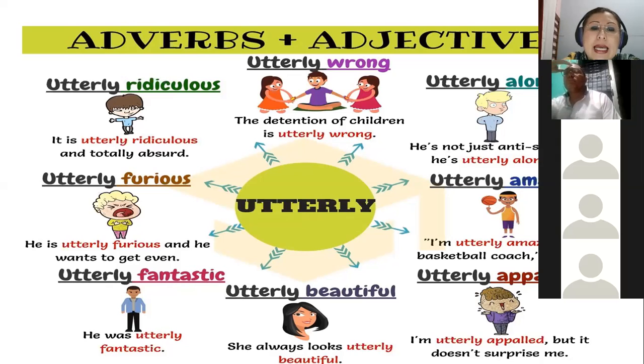So in this case, utterly wants to make emphasis. El adverbio utterly, porque si ustedes ven es un adverbio, ¿verdad? Lo hemos conformado en la palabra utter y agregándole ly, ¿verdad? Entonces lo hemos unido con diferentes adjetivos: ridiculous, furious, fantastic, beautiful, appalled, amazed, alone, and wrong, okay? So this is a very clear example on how we can put together an adverb before an adjective to make that adjective stronger, okay?